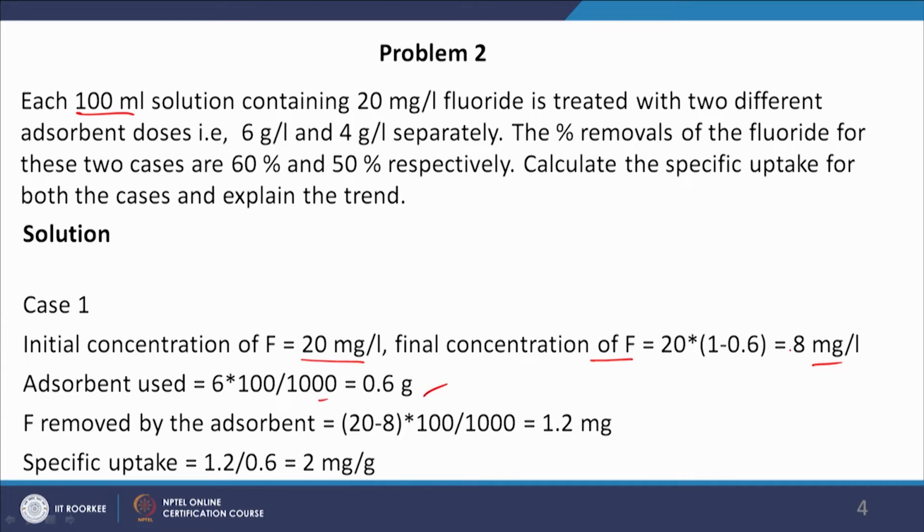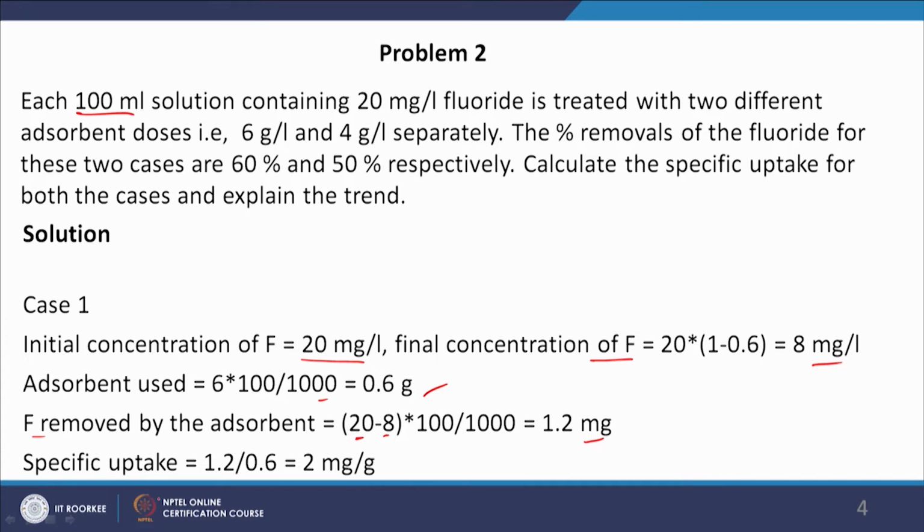And what is the amount of adsorbate or fluoride taken up by this 0.6 gram of adsorbent? We can calculate it this way. Fluoride removed by the adsorbent: initially we had 20, now we are having 8. So, 20 minus 8 that is 12 mg per liter, but we have 100 ml, not 1 liter. So, into 100 divided by 1000. So, that is (20 minus 8) divided by 1000 into 100, which is equal to 1.2 mg. So, 1.2 mg fluoride is taken up by 0.6 gram of the adsorbent.